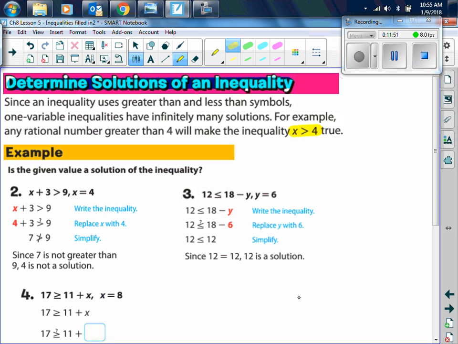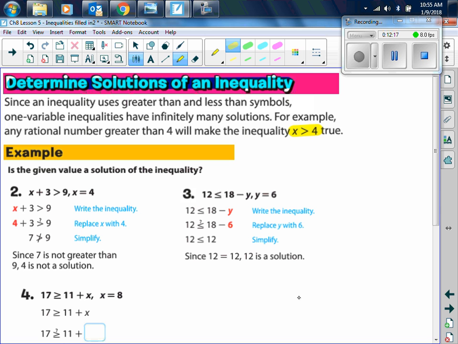When we look at this inequality, x is greater than 4, how many numbers will make that true? And what are they? Well, let's see. X is greater than 4. So 5, 6, 7, 8, 9, and forever and ever and ever, right? So x is greater than 4 has an infinite number of solutions. Is everybody clear? All right.